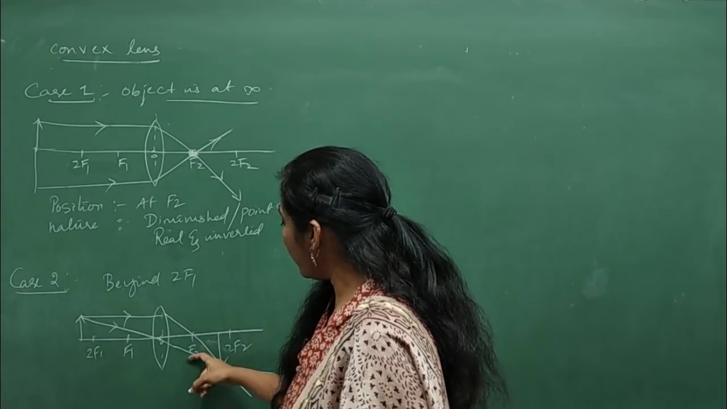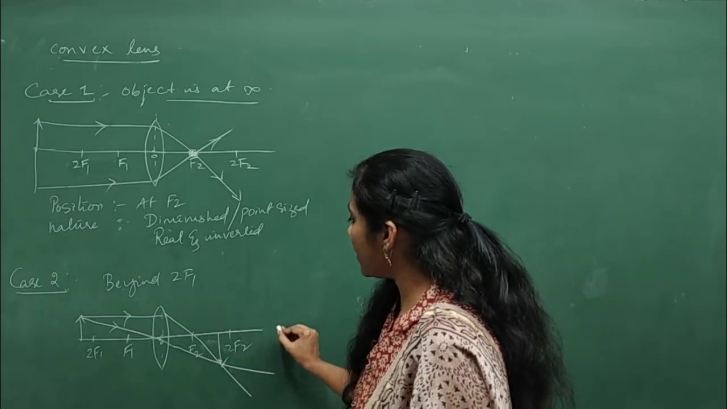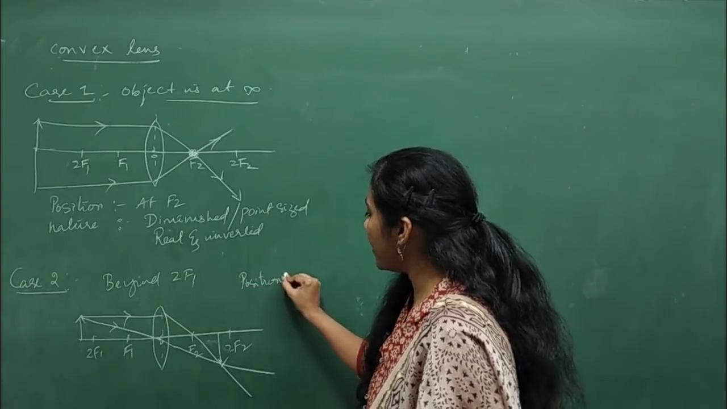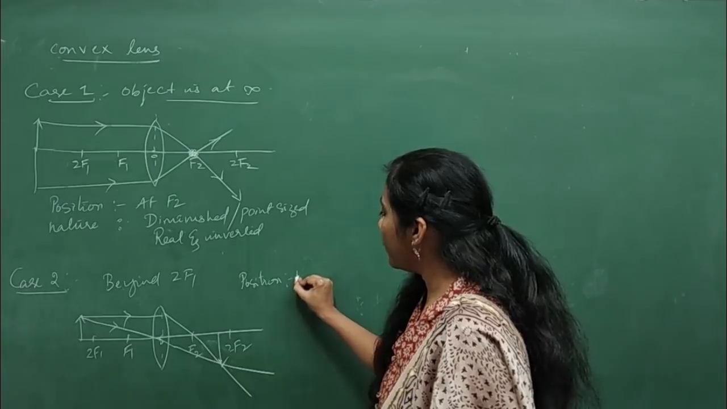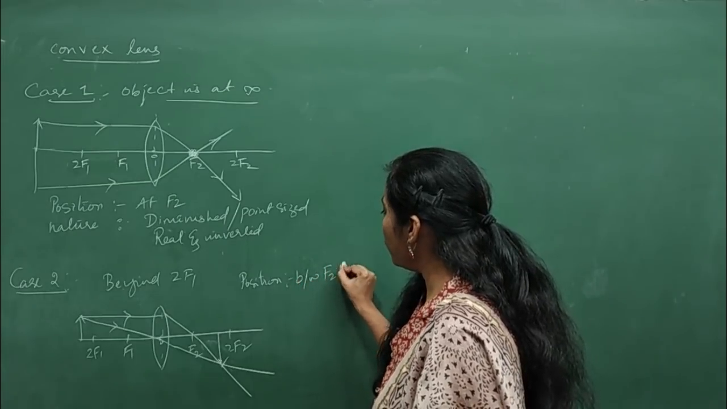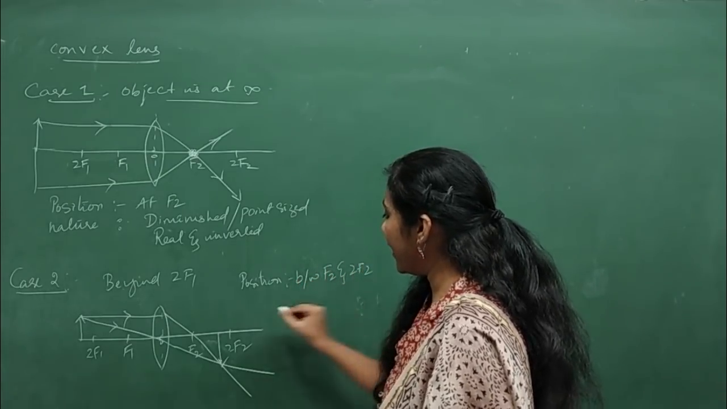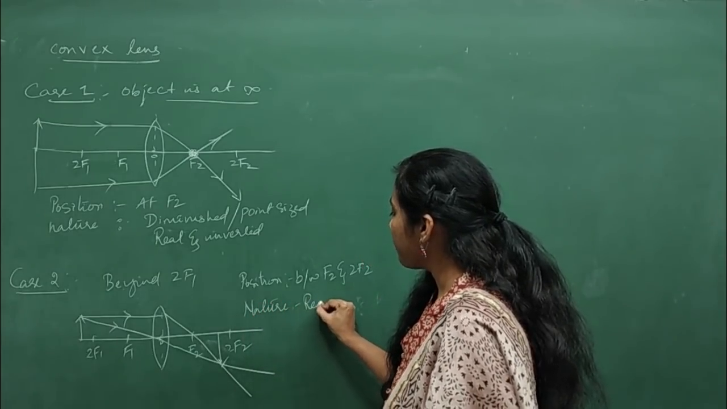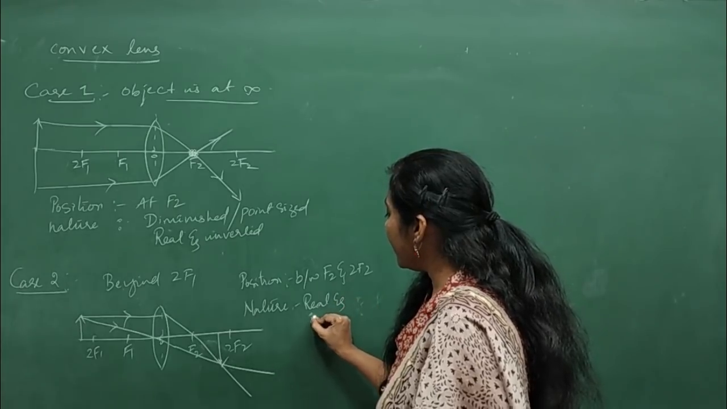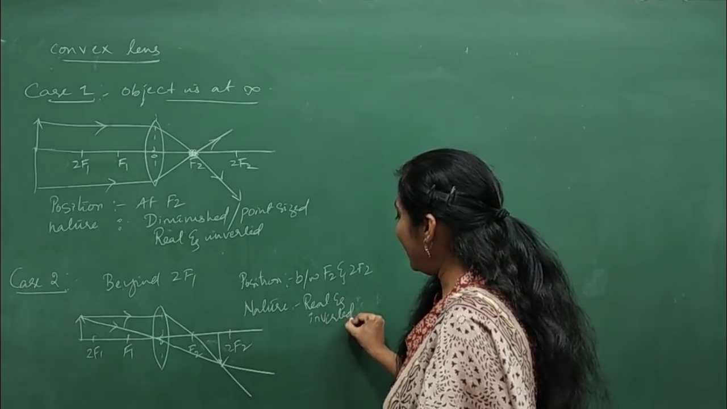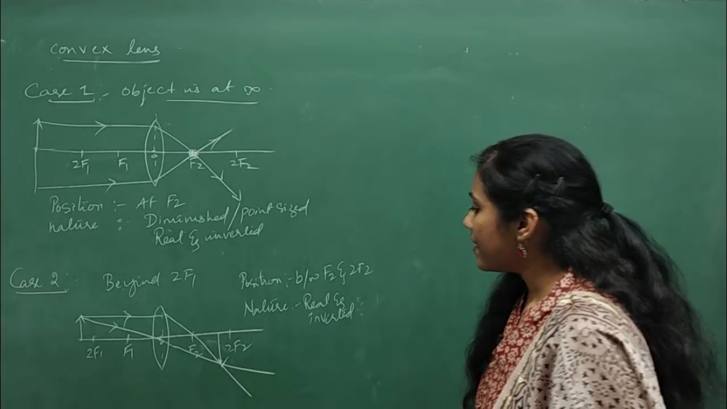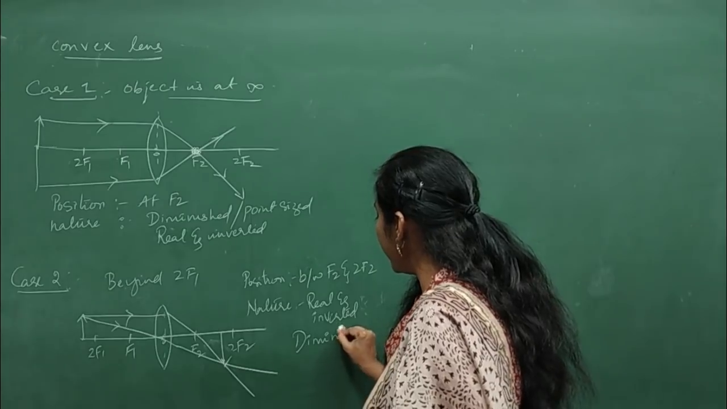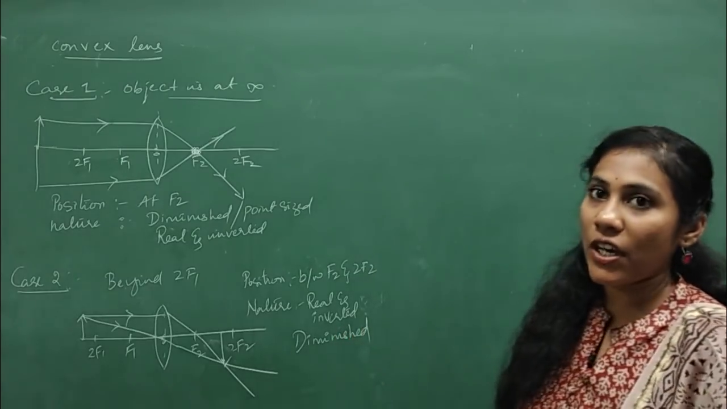Image you are getting between, say, let us write the points here. Position of image is exactly between what? F2 and 2F2, right? And the nature of image is what? Real and inverted, right? And here also it is diminished. You will get a diminished image, right? So this is your case 2.